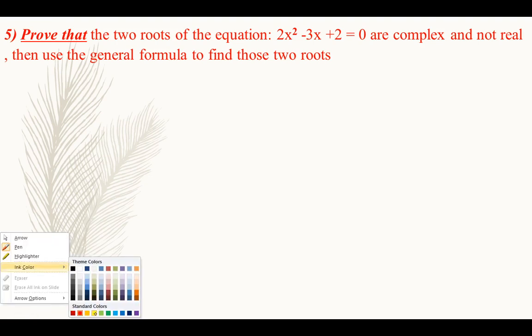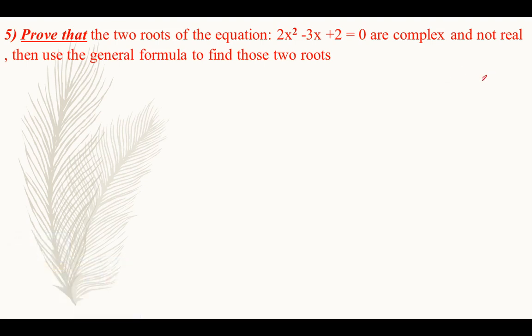And you will find that the value of the discriminant will be negative. So we can say that the two roots are complex. Let's check it together here. Here you can see that a equals 2, b equals negative 3, and c equals 2. Let's calculate the discriminant.